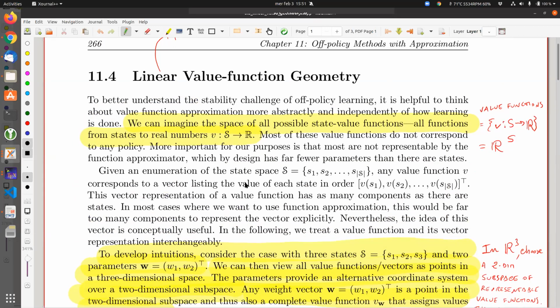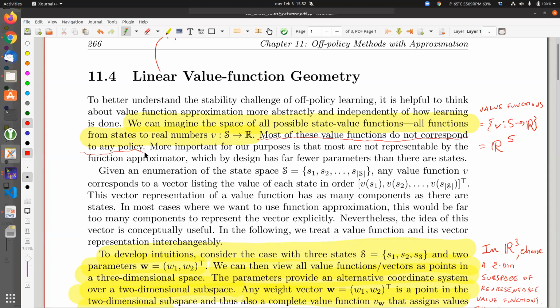So first of all, consider or read the highlighted sentences. The space of all possible state value functions are all the functions from the state space to R. This is a value function. Any value function is this way. Be careful, some of them will be the value function of a policy, some will not, but they are all legit value functions.